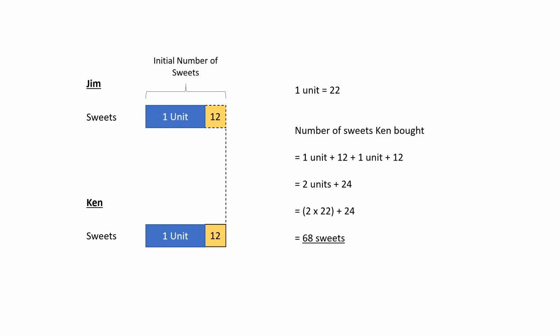So the question was, how many sweets did Ken buy? The total number of sweets would be the combination of these two bars, which is 1 unit plus 12 plus 1 unit plus 12. So we have 2 units plus 24, and since each unit is 22, the solution will be 68. So Ken bought 68 sweets altogether. Do remember that 68 sweets includes the top and the bottom bars.